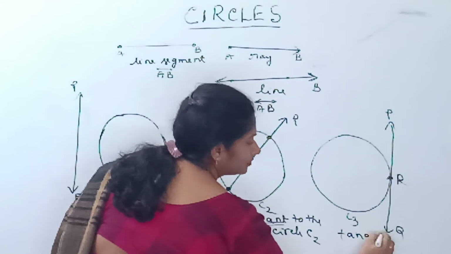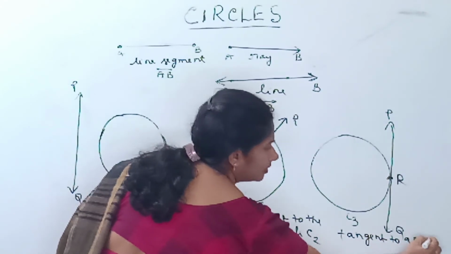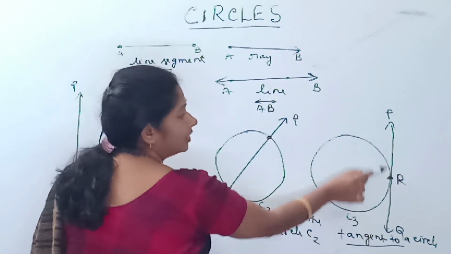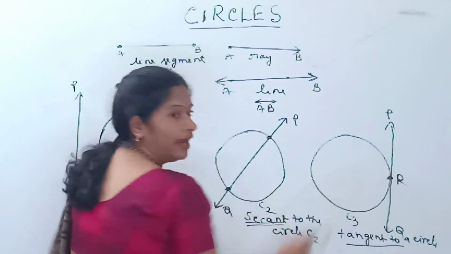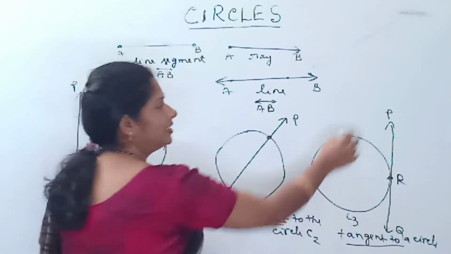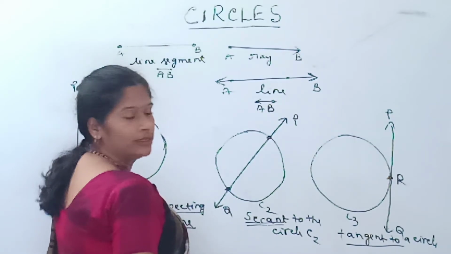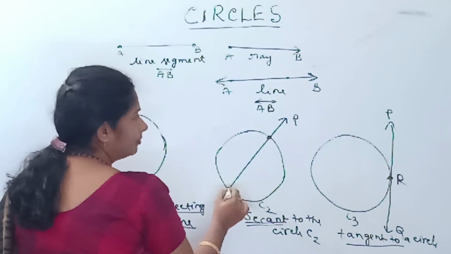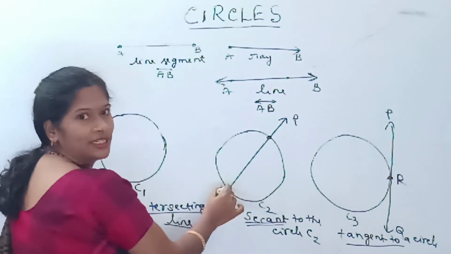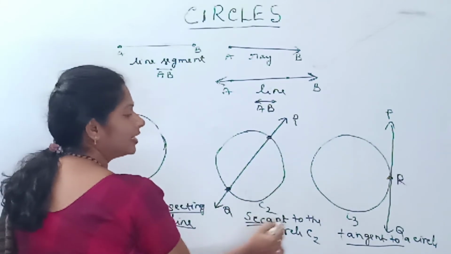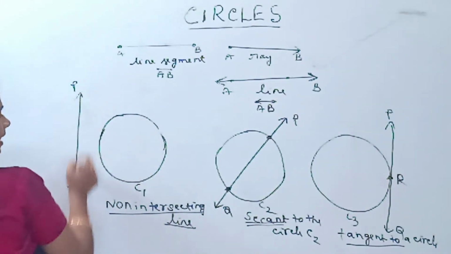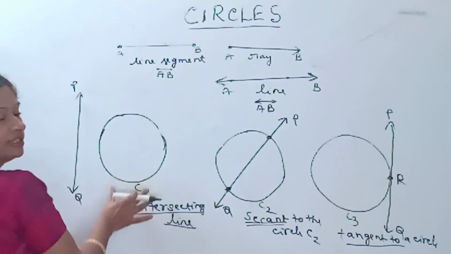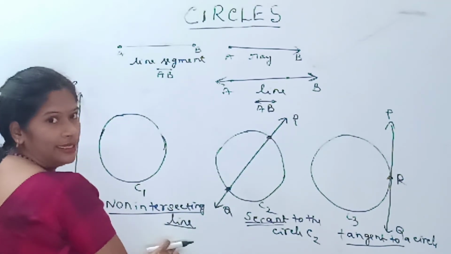Tangent to a circle. What do you mean by tangent to a circle, children? A line that intersects the circle at only one point is called a tangent to a circle. What do you mean by secant to the circle, children? A line that intersects the circle at two distinct points is called a secant to the circle, and the line which does not intersect the circle is called a non-intersecting line.